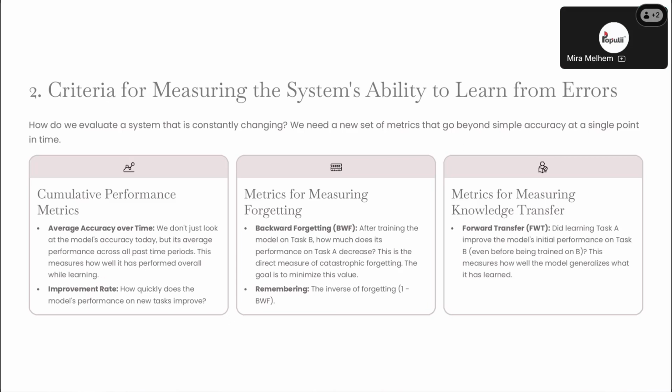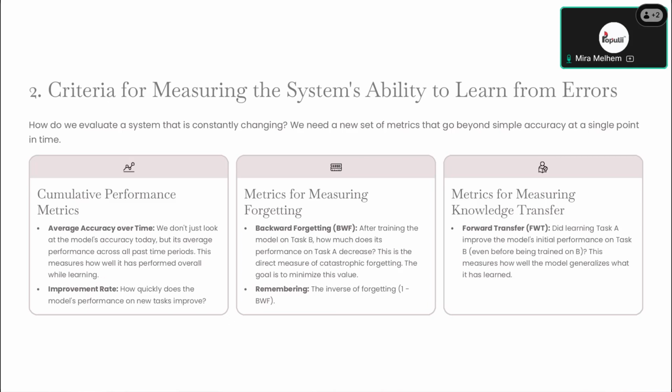Also, we've got remembering. This is simply the inverse of backward forgetting, which is remembering equals 1 minus BWF. The higher this value is, the better the model preserves what it previously learned.